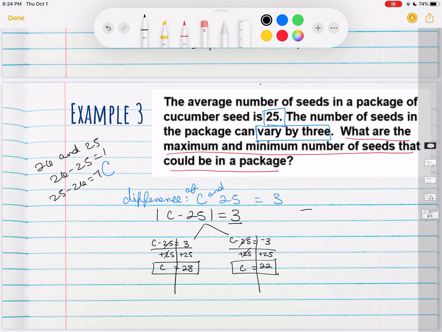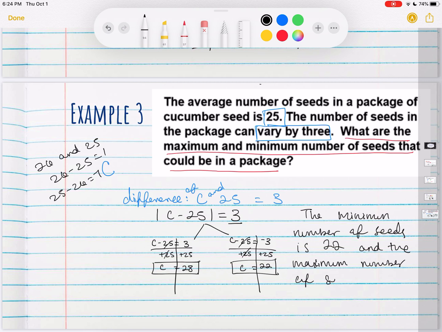So the minimum number of seeds is 22, and the maximum number of seeds is 28.